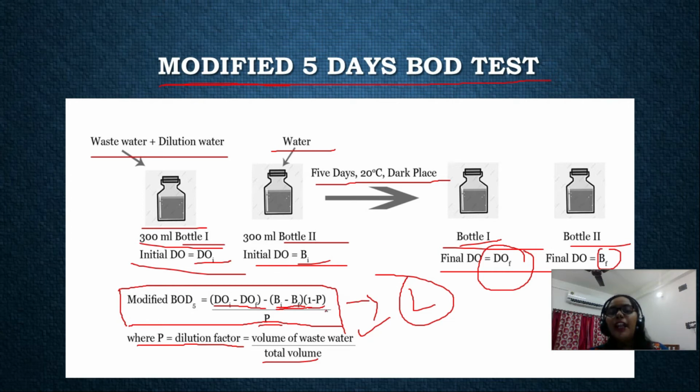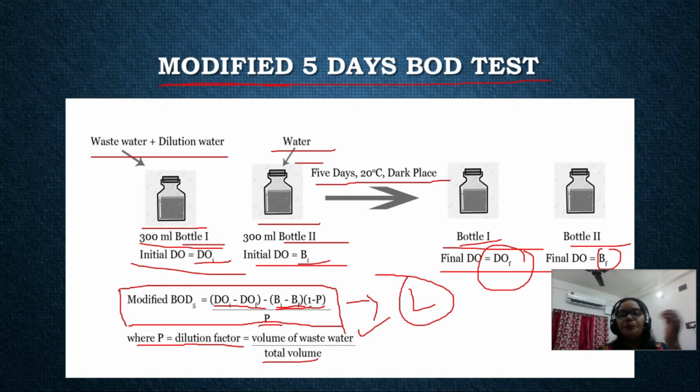BI minus BF, that is the BOD of water only, for bottle 2, because BI is the initial value of dissolved oxygen and BF the final value of dissolved oxygen. So if we subtract BF from BI, what will we get? We will get the BOD of the water. So as such, we have done it like this: total BOD minus BOD of bottle 2, that is the BOD of the water, and that will give you the actual value of the BOD of the wastewater sample.